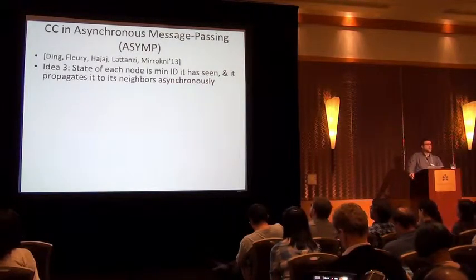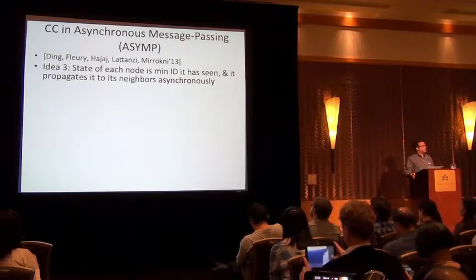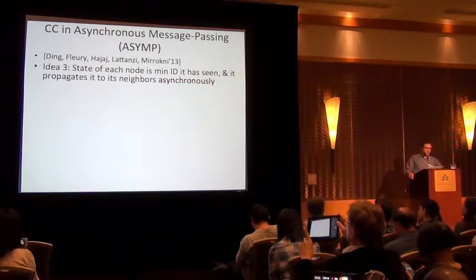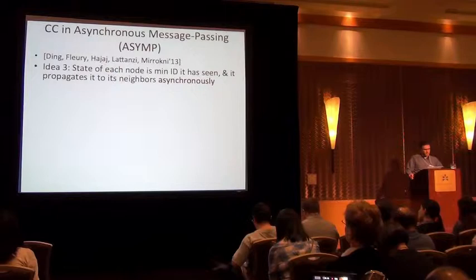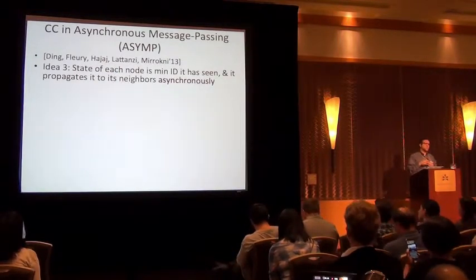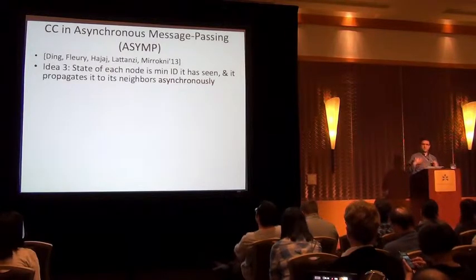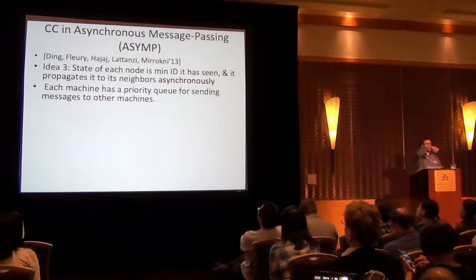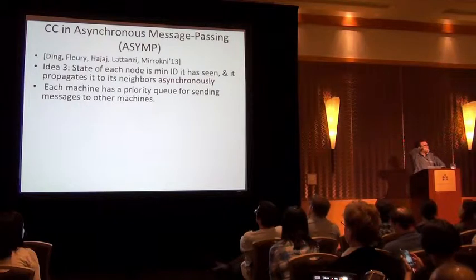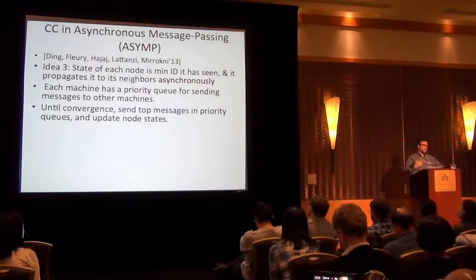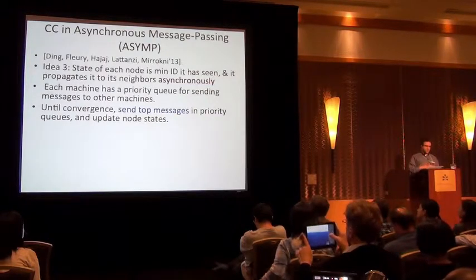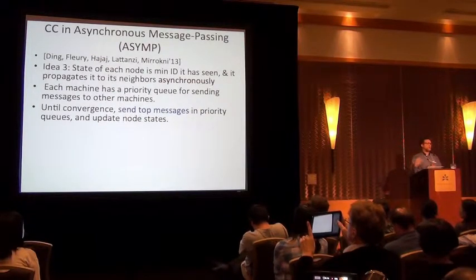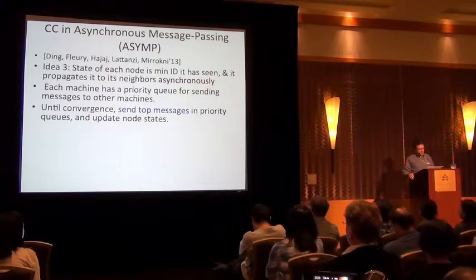The third idea was to apply a new asynchronous message passing framework that we have used for several applications, including the connected component application. Here we keep track of a small state for each node, and we communicate the min ID that nodes have seen so far, but we do it completely asynchronously. We do this by having a priority queue on each machine. Nodes keep putting messages in the priority queues, and the priority queues decide to send these messages in batches to other nodes on other machines.